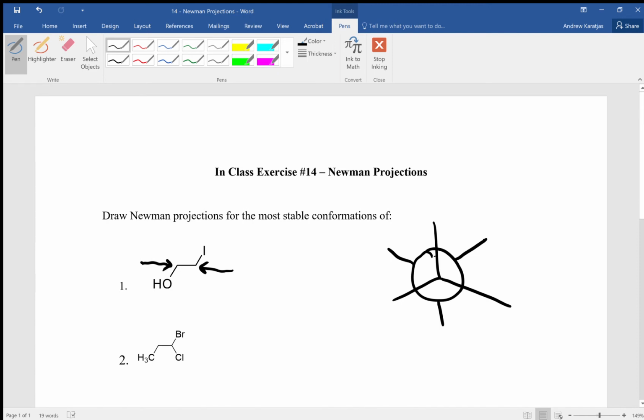Both carbons, in addition to being attached to each other, are attached to other groups. One is attached to an iodine, one is attached to a hydroxyl group. And those other groups, the hydroxyl and the iodine, are clearly the largest groups because we're comparing to hydrogen, and hydrogen is, of course, small. So we're going to arrange this so that those two largest groups, the iodine and the alcohol, are as far away from each other as possible, and the remaining groups will be the hydrogens.